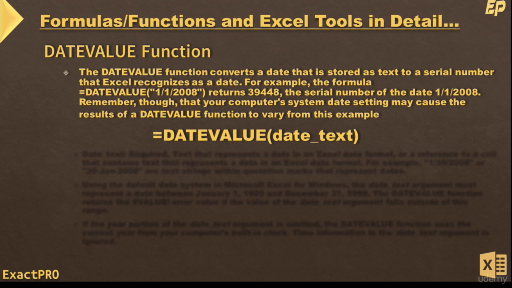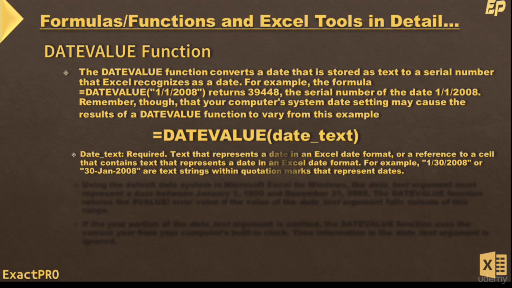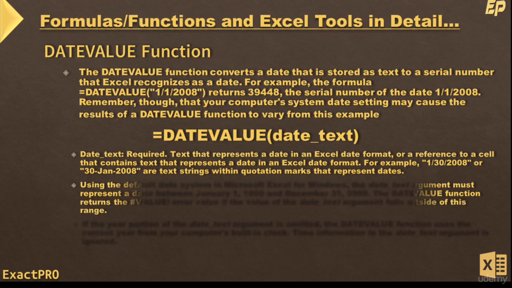The formula syntax for DATEVALUE is DATEVALUE(date_text). Date_text is a required argument, which is the only argument here. It is a text that represents a date in Excel date format, or a reference to a cell that contains a text that represents the date in Excel date format. For example, in inverted commas "1/30/2008" or "30th Jan 2008" are text strings within quotation marks that represent dates.